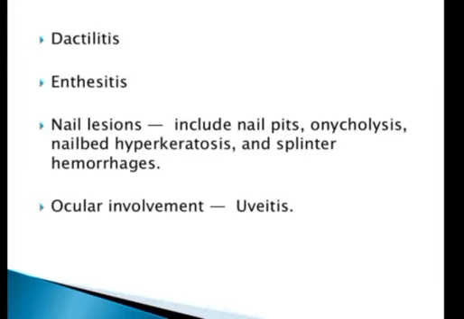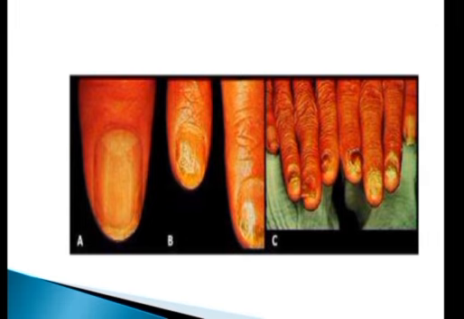Next, dactylitis, enthesitis, nail lesions include nail pits, onycholysis, nail bed hyperkeratosis, and splinter hemorrhages, ocular involvement, uveitis. These are the images.